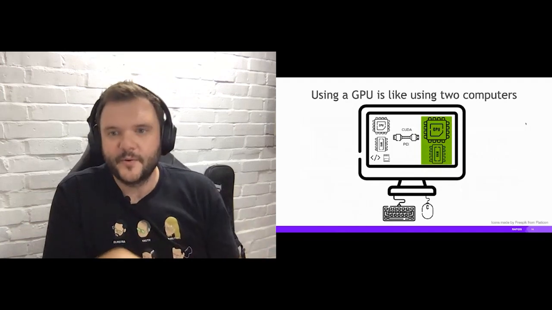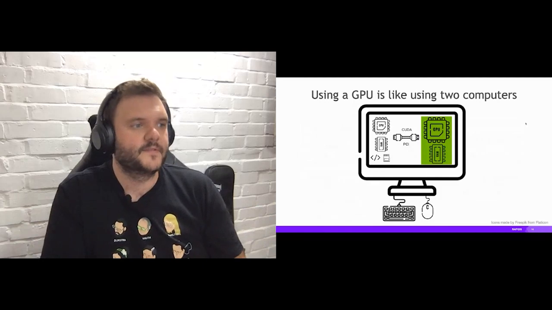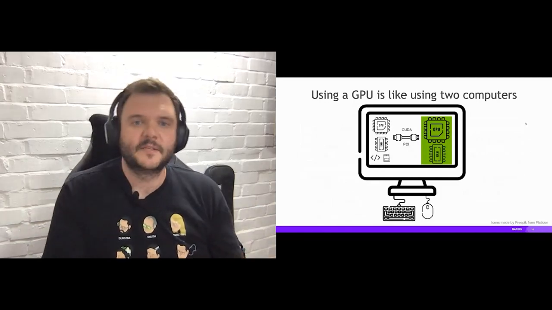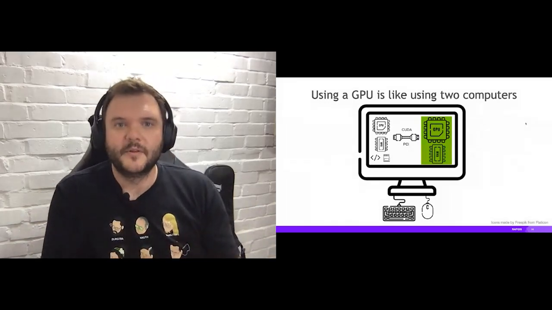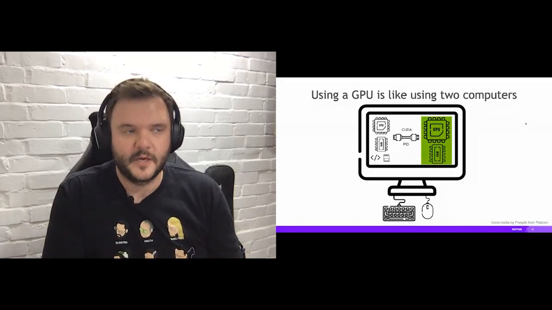So you've still got your CPU and your RAM, and the screen and the keyboard and the mouse and all the things that you interact with, your hard drives and whatever. This is where your code lives. This is where your data lives. But then you've got this GPU that is plugged into the motherboard somehow, likely by a PCI slot.